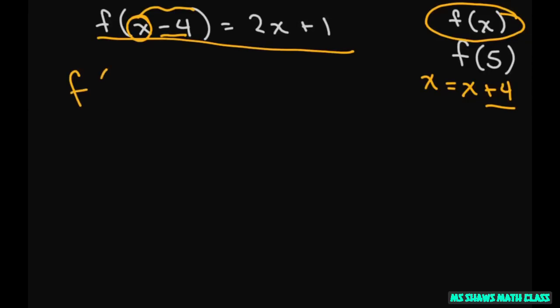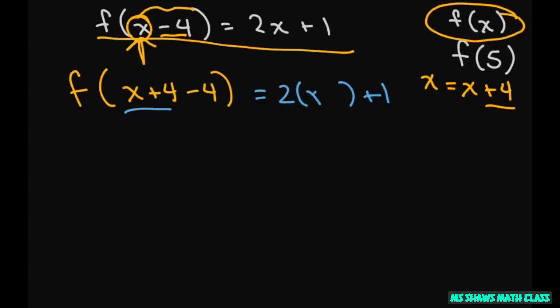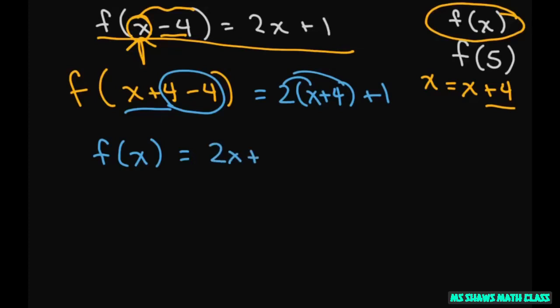So when I substitute, I'm going to get x plus 4 for this part, minus 4, and then I'm going to substitute this also for this x here. So that would be x plus 4. So these two cancel. That's just doing it mentally without getting all confused about it. And distribute here. So that gives you 2x plus 9.